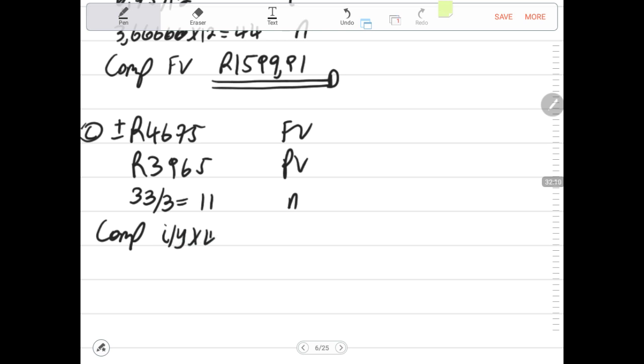Then we need to multiply the figure by 4 in order for us to get the interest for the full year, before it is compounded, divided by 4. Then don't forget second function alpha 0, 0. Then we say plus minus 4,675 is our future value. 3,965 is our present value. 33 divided by 3 is our N. Then we say compute interest, meaning compute IY.